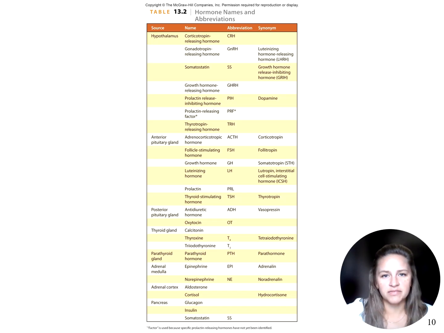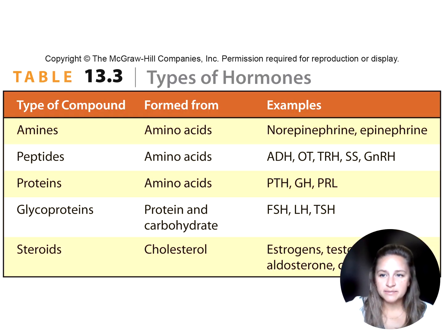These are some of the major hormones, and again, you can pause here and look at these in more detail. I'll go through the ones that we're going to cover in more detail. So again, these types of hormones can be made of different classes of macromolecules. Amines basically means it has nitrogen groups. They're from amino acids.